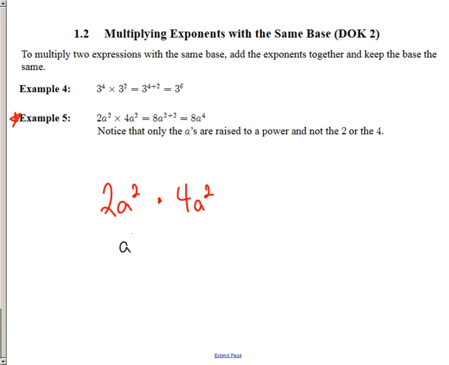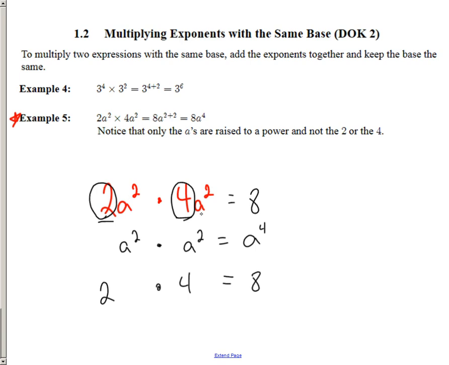If I wrote down a squared times a squared, I think everybody would feel comfortable at this point going, well, that would be a to the fourth power because they have the same base, and then we just add the exponents. Also, if we looked at just the 2 times 4, I think everybody would say, hey, that's 8. It's this idea. You take a look at the coefficients. 2 times 4 is 8, and then a squared times a squared is a to the fourth.